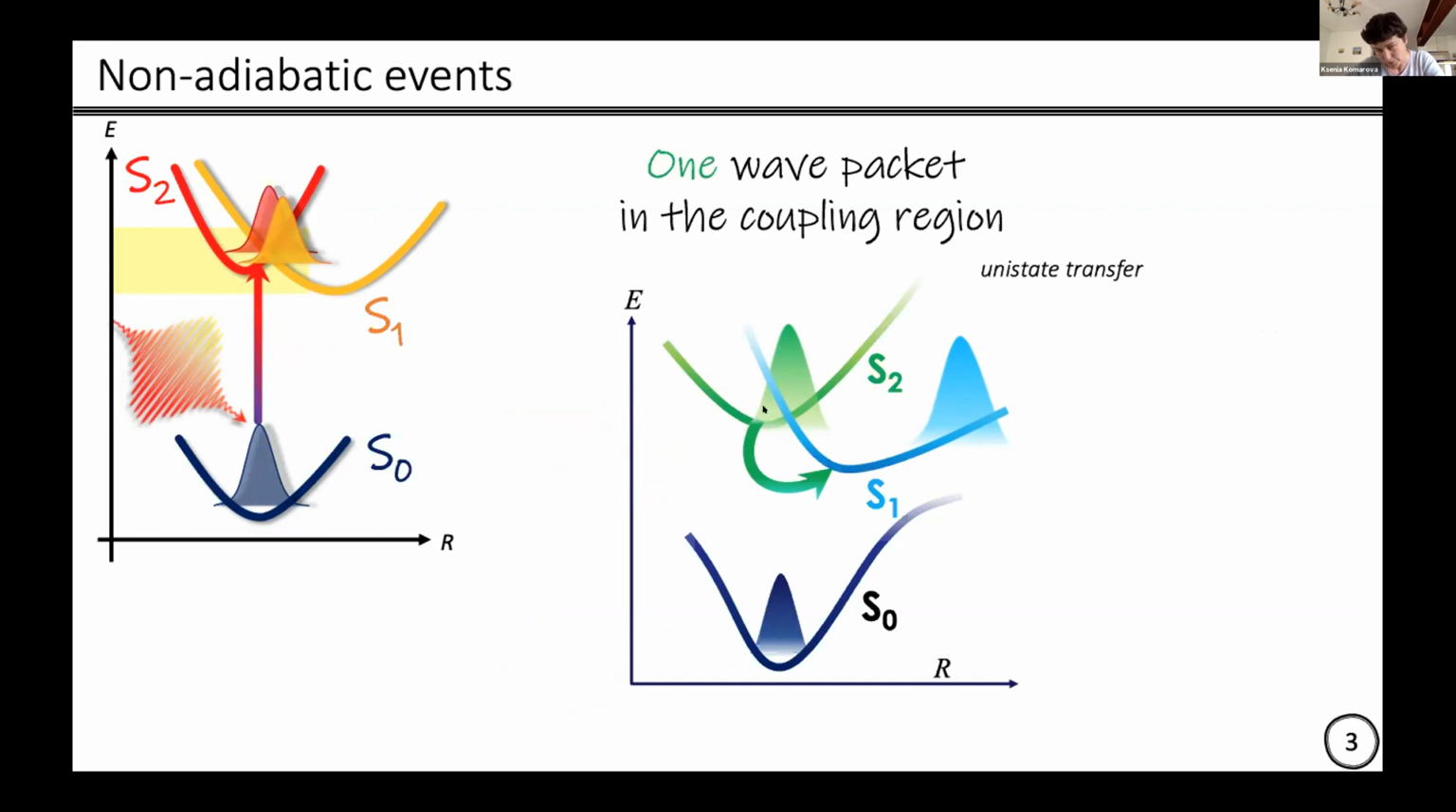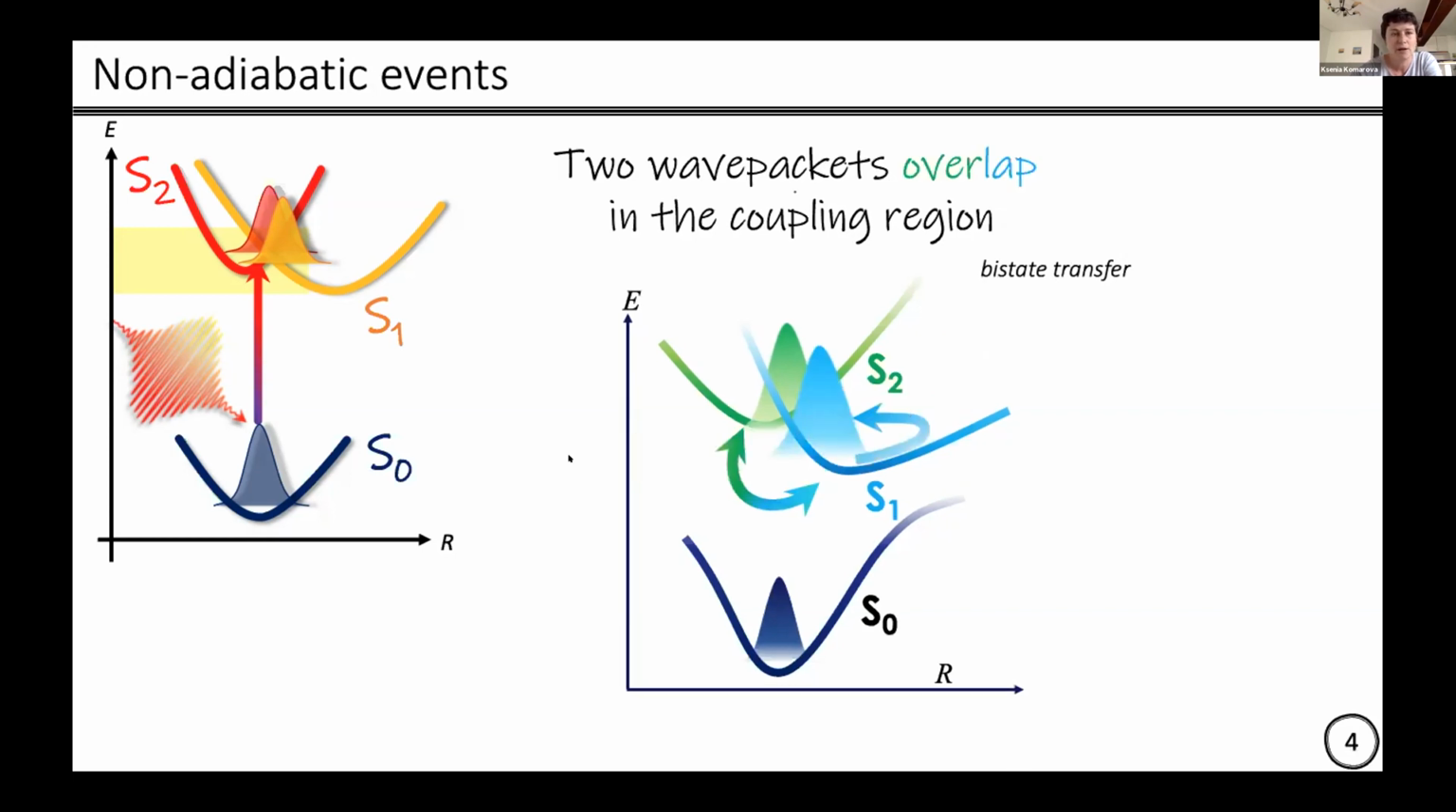So it comes to the coupling region, and the off-diagonal terms in the Hamiltonian will induce transfer of population from S2 to S1. That's, in photochemistry, intersystem crossing, non-radiative crossing. So we have one wave packet in the coupling region, and basically the transfer depends only on the dynamical properties of this wave packet. This is what I will call later a unistate wave packet, because it's only one state that is important.